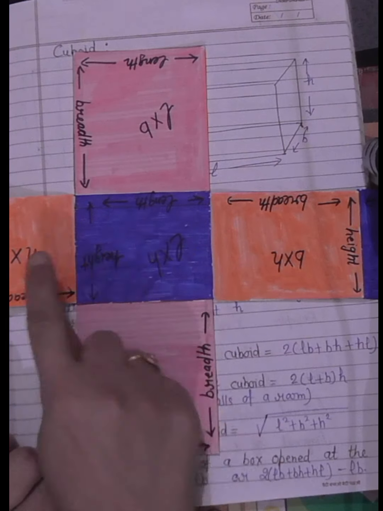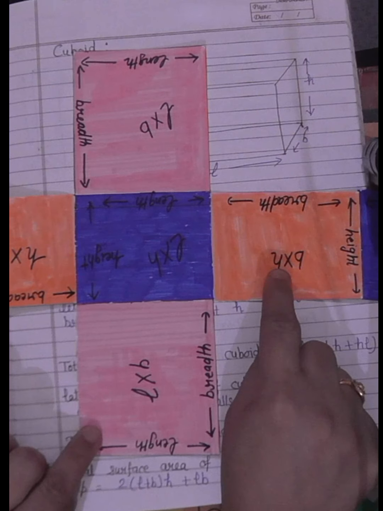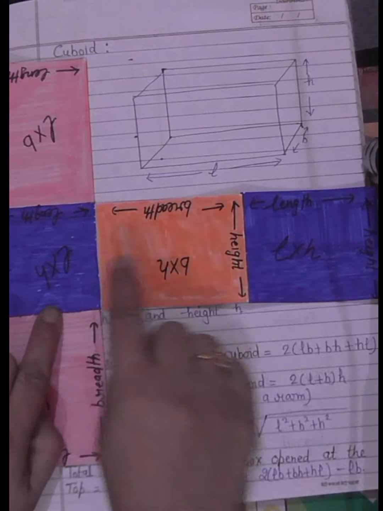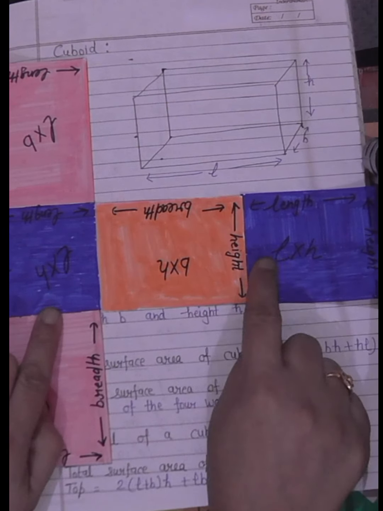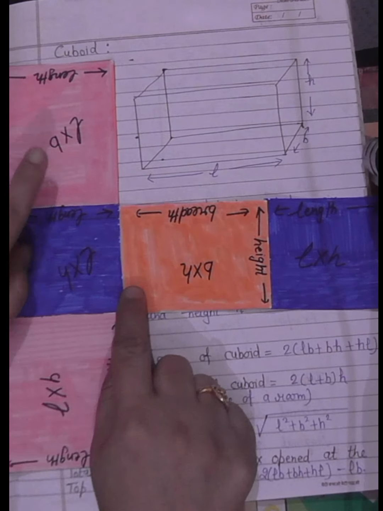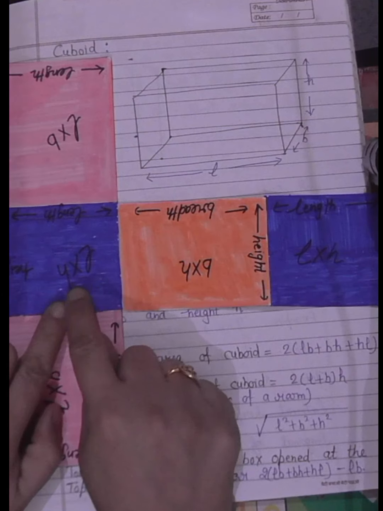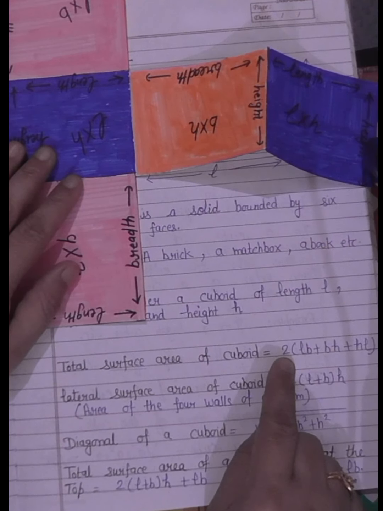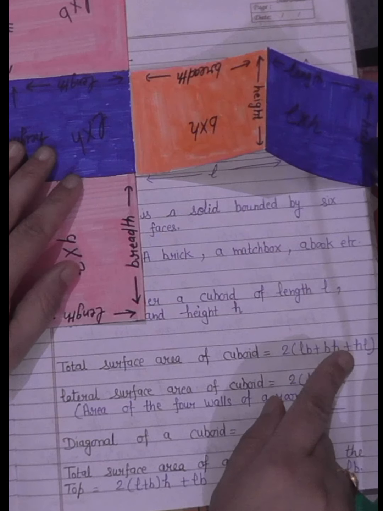Now this is again a rectangle and its area is base into height. The third rectangle here, the area is L into H, and L into H 2 times. So 2 times L into B is coming, 2 times B into H is coming and 2 times L into H is coming. So we can say that total surface area of cuboid is 2 into, I have taken 2 as a common, LB plus BH plus HL.